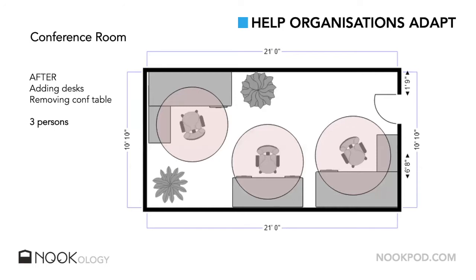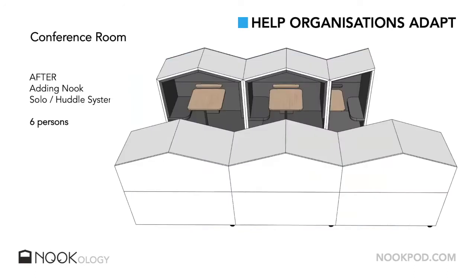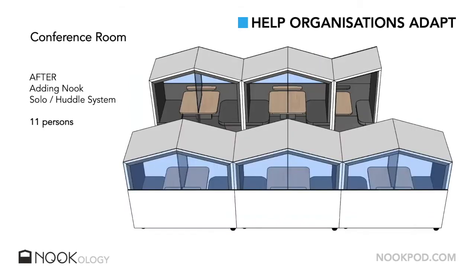If you took out the conference tables and replaced those with desks, you would still only get 3 people into that space comfortably when applying the 6-foot rule. If you added Nooks into the system, with the Nook huddle pods being used by single users, so 3 Nook huddles and a solo, you're suddenly starting to make that previously what was a conference room into a 6-person usable space, just to see how that would be configured here. And then if you add panels into it, you're obviously adding additional ability for people to use the space.